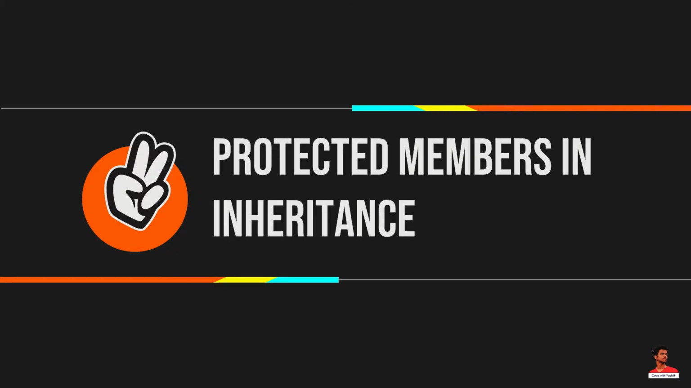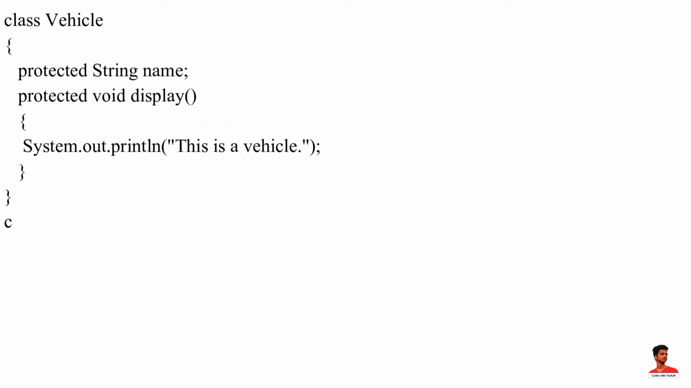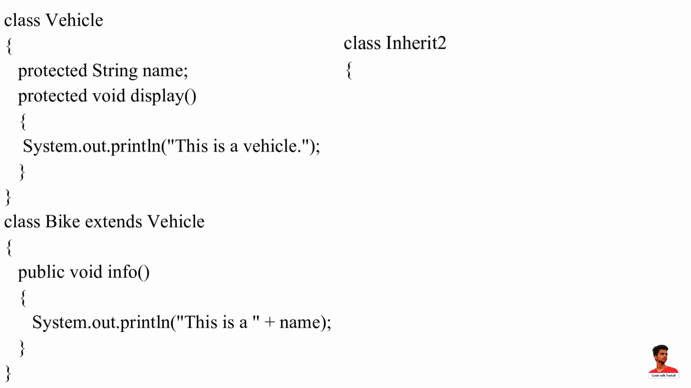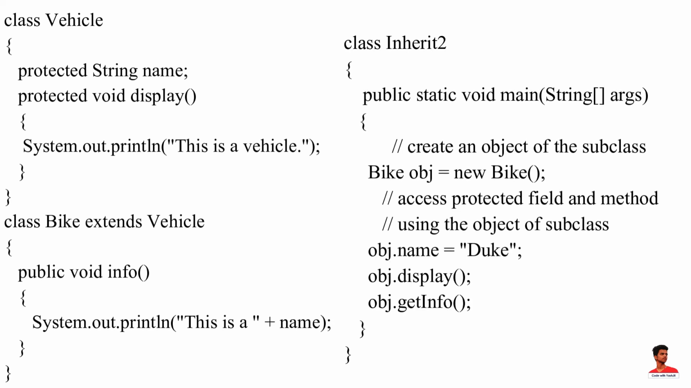In Java, if a class includes protected fields and methods, then these fields and methods are accessible from the subclass of the class. For example, in this example, we have created a class named vehicle. The class includes a protected field, name and method. The bike class inherits vehicle. Notice the statements. Here, we are able to access the protected field and method of the superclass using the obj object of the subclass.